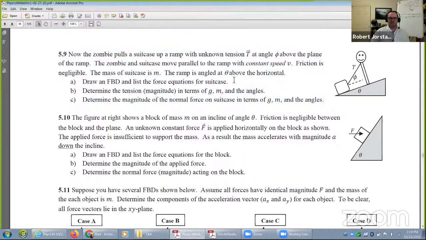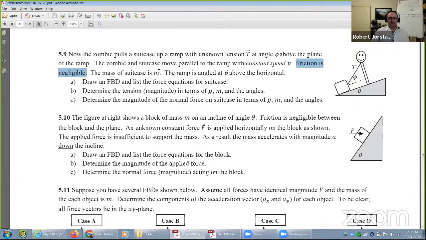You got a zombie. A lot of these problems I'm going to put zombies in. I was on a zombie kick when I was writing the book. So there's a lot of zombie questions. Zombie pulls a suitcase up a ramp. There's an unknown tension at some angle phi. Okay, friction is negligible. That's what I was looking for. So there's no friction in this case.